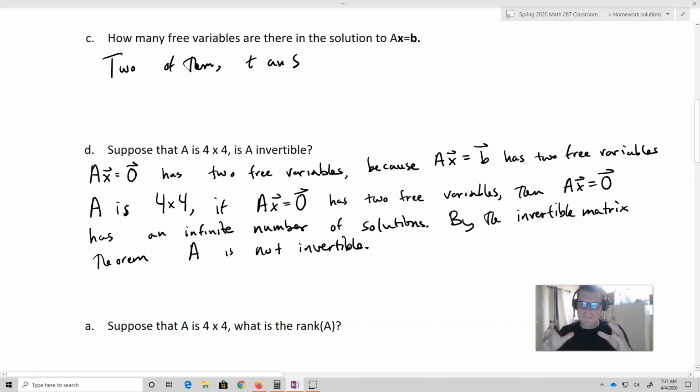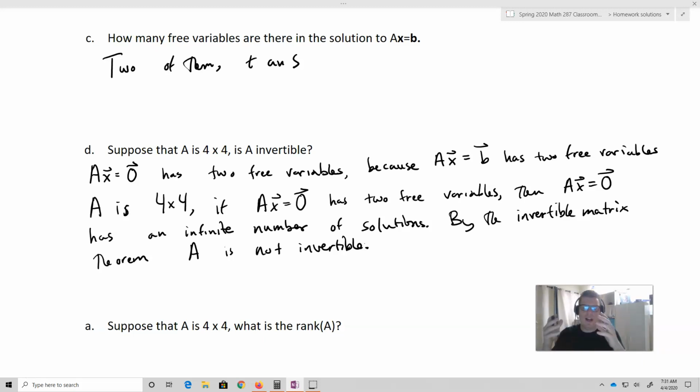So remember, the invertible matrix theorem has a set of equivalent statements. So if one of the statements is true, then all of them are true. But it actually goes the opposite way as well. If one of the statements is false, then all of the statements are false, right? Because they're actually equivalent. So in this case, we have Ax equals 0 does not have only the trivial solution. And since Ax equals 0 does not have only the trivial solution, A is not invertible.